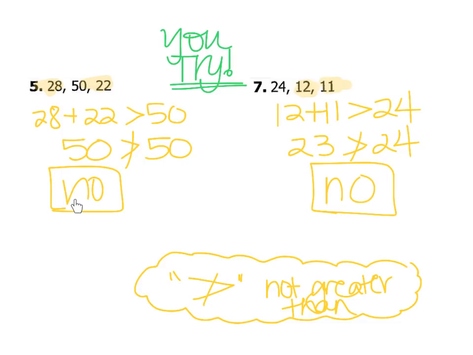It has to be greater than the third side. Then over here, the two smaller sides, 12 plus 11, we get 23. 23 is not greater than 24. So no, these are not the lengths that could form a triangle. These could not be a triangle. If you have any questions on this, call me over so I can help you. Otherwise, let's move on to the next concept.